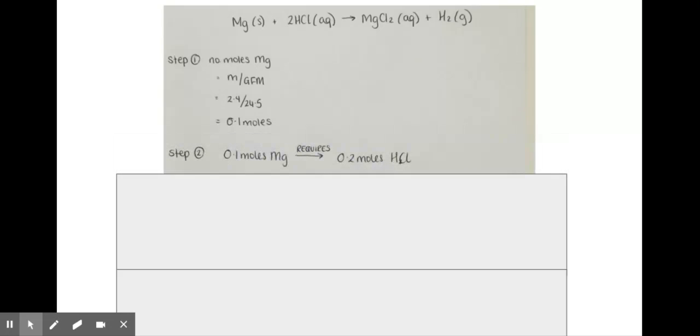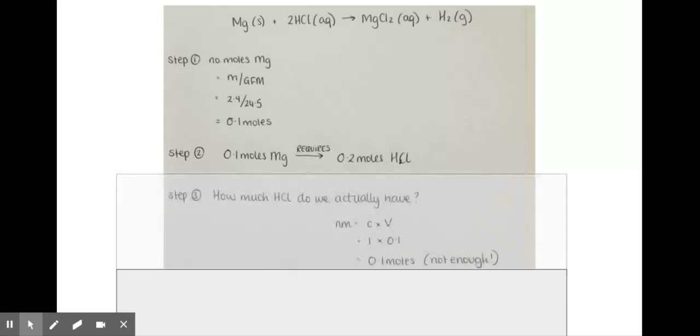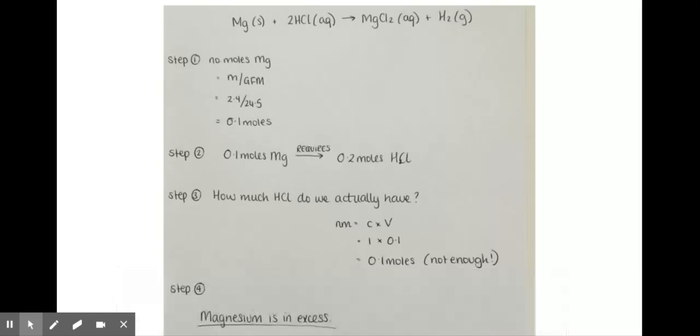Step 2 is to look at our mole ratio. Well, 1 mole of magnesium requires 2 moles of hydrochloric acid, so 0.1 moles is going to require 0.2 moles. How much hydrochloric acid do we actually have? From the question, our concentration is 1, our volume, remember to change to litres, is 0.1, which is going to give us 0.1 moles. So we only have half the number of moles of hydrochloric acid than is required, which is not enough. That means, step 4, that the magnesium is in excess.